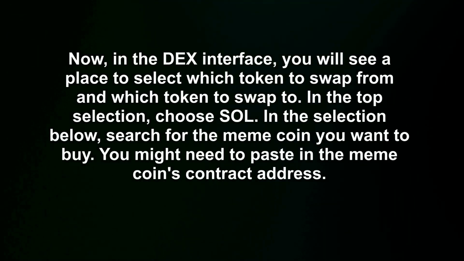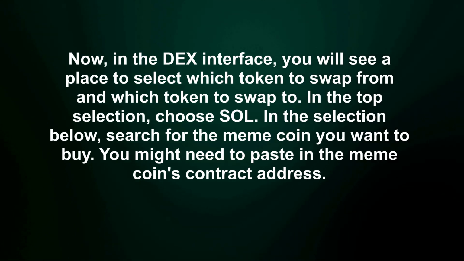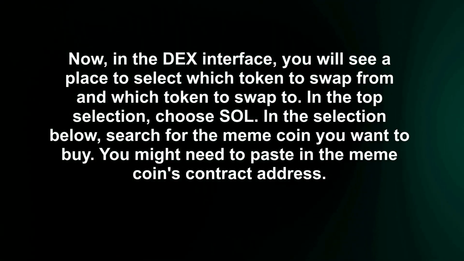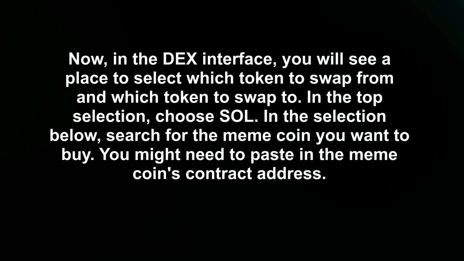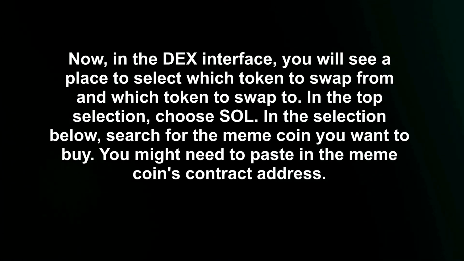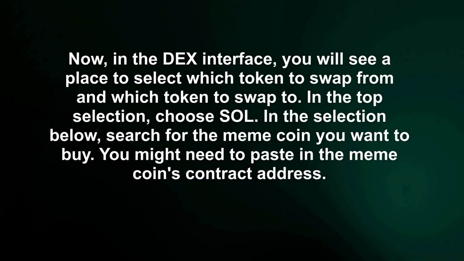Click Connect. Now, in the DEX interface, you will see a place to select which token to swap from and which token to swap to. In the top selection, choose Sol. In the selection below, search for the meme coin you want to buy. You might need to paste in the meme coin's contract address.